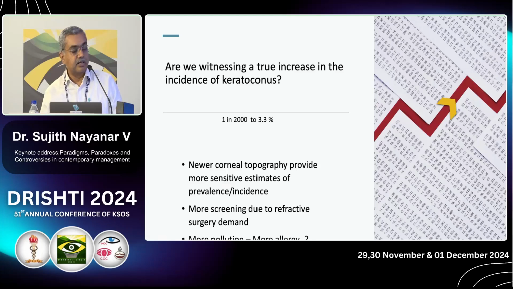Slides are not fully visible. Can you change?